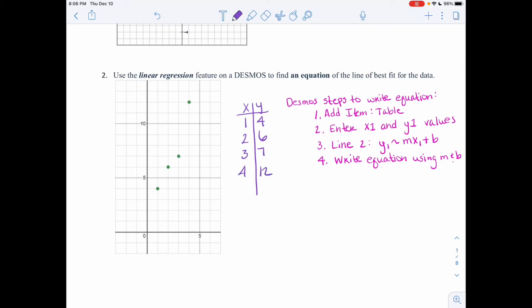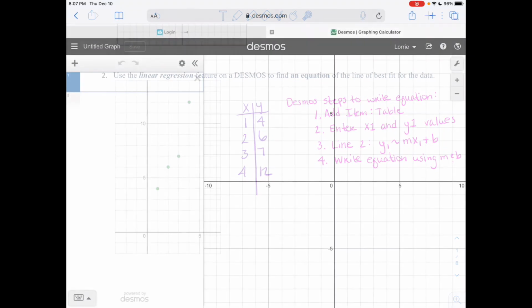I'm going to use this table in Desmos and add the table items to the x1 and y1 values in a table that I create. And then because I want to do a linear regression, I'm going to write this in my second line so that Desmos will give me a value for m and for b. So let's take a look at this in Desmos.